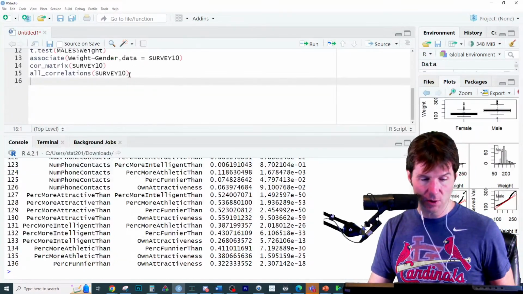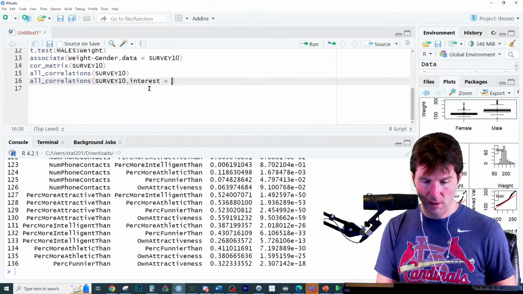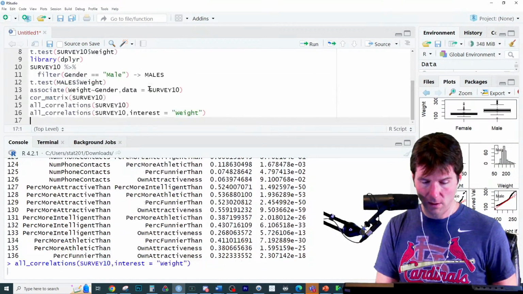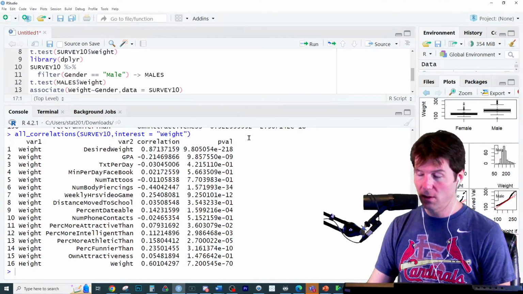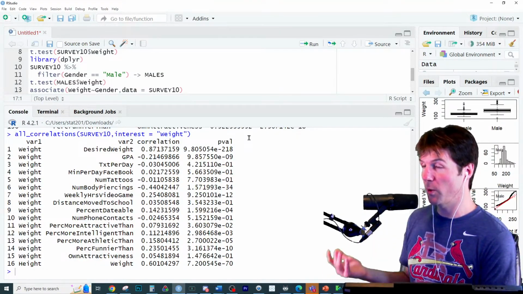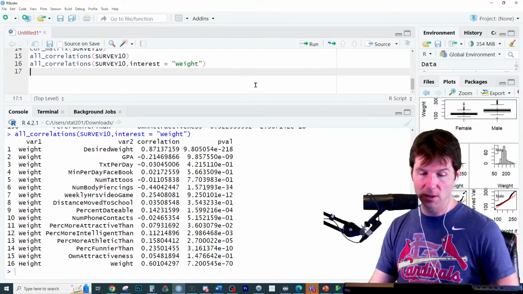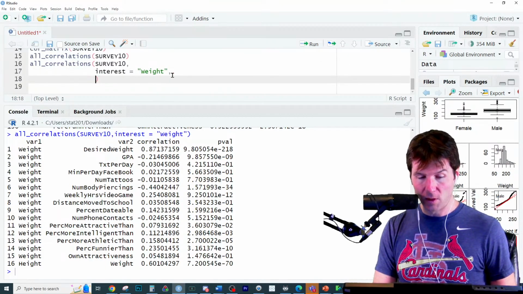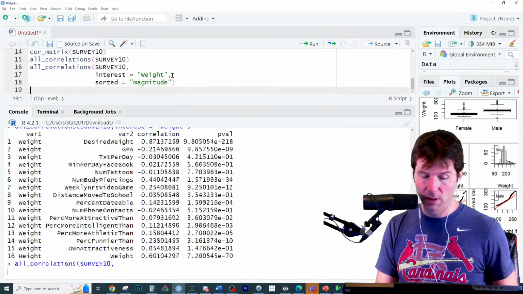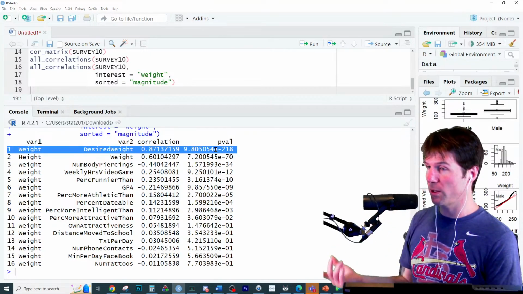What we can add to the function is an extra argument and say interest equals weight. And now we only see things correlated with weight. So now we only have the variable we're interested in and all the correlations in that data set for the variable weight. But wait, there's more. We can go right here and go to sorted equals magnitude. And guess what it does? It puts the strongest in terms of absolute value correlation first.